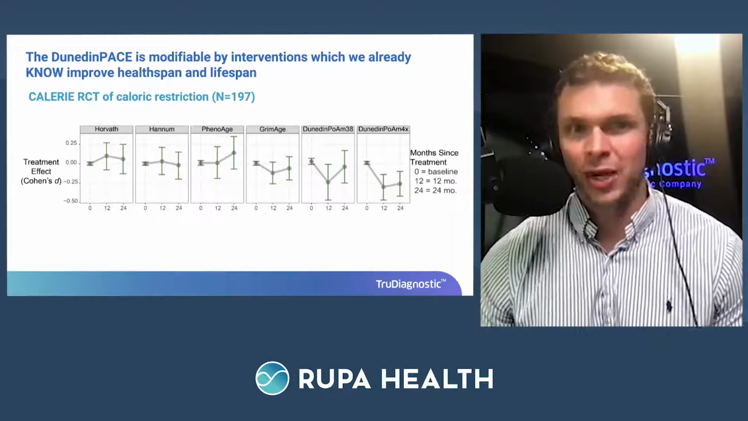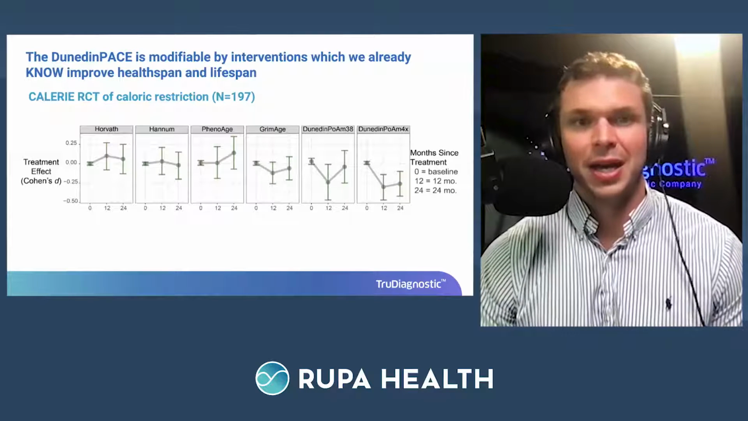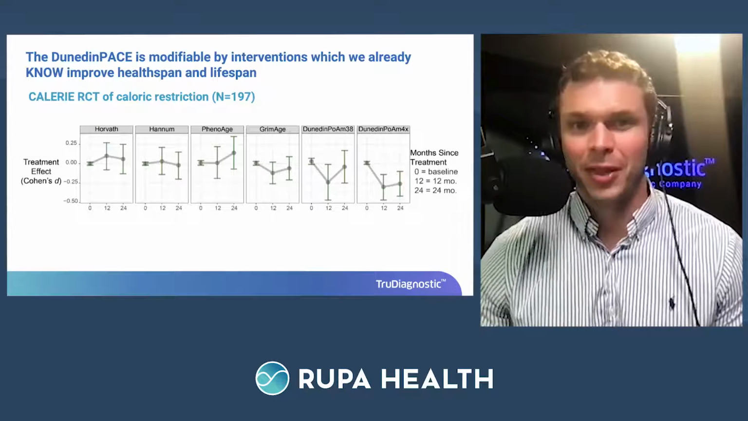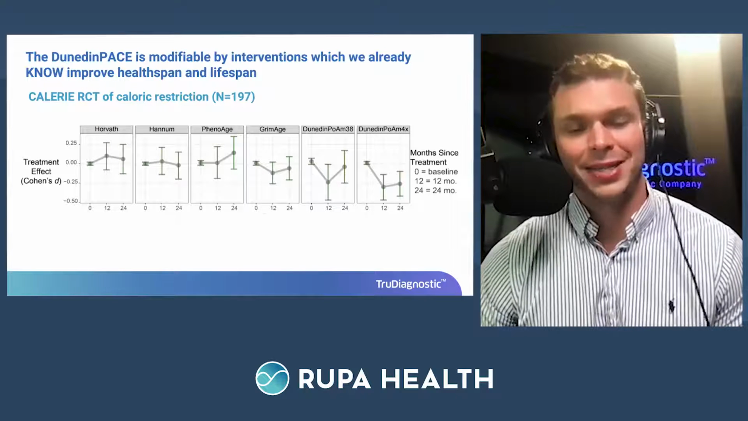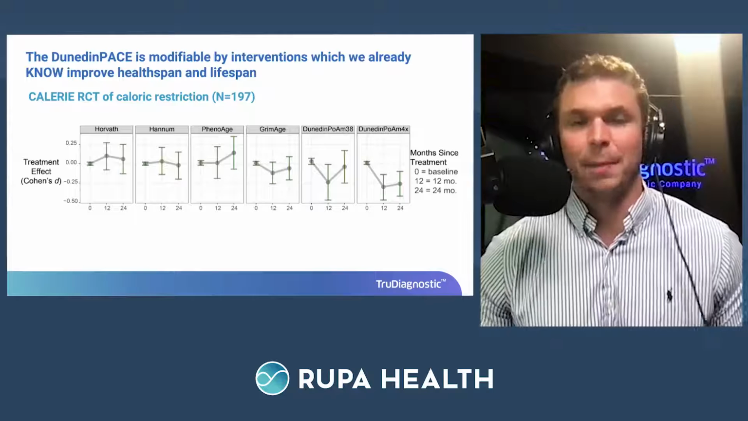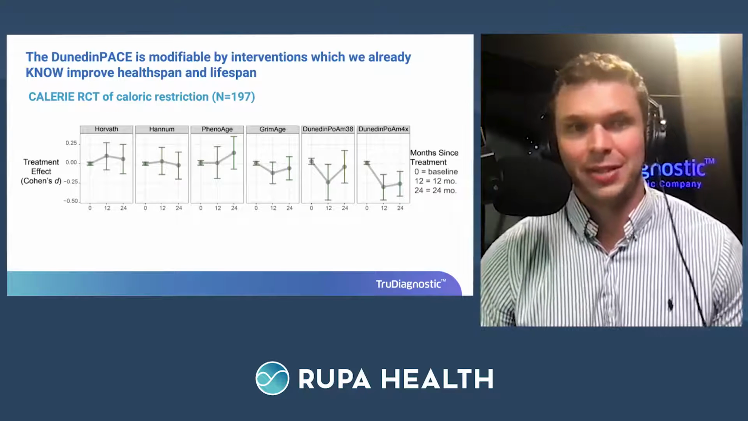People get frustrated with those first generation clocks because you can do everything the right way, and then it will go up. That's because it's not trained specifically to the biological process. It's not giving you the best information.